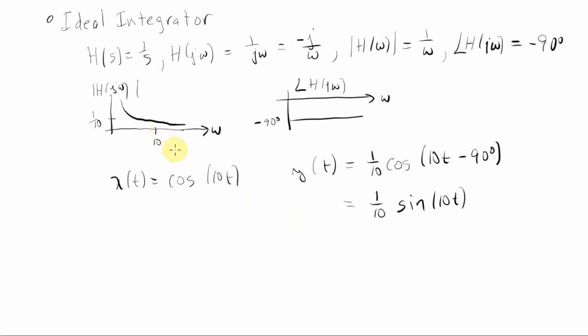We can also see from a plot of the magnitude response that as we go up in frequency, the output of our integrator is going to be smaller in amplitude than the input. So an integrator tends to suppress high frequencies while amplifying lower frequencies.